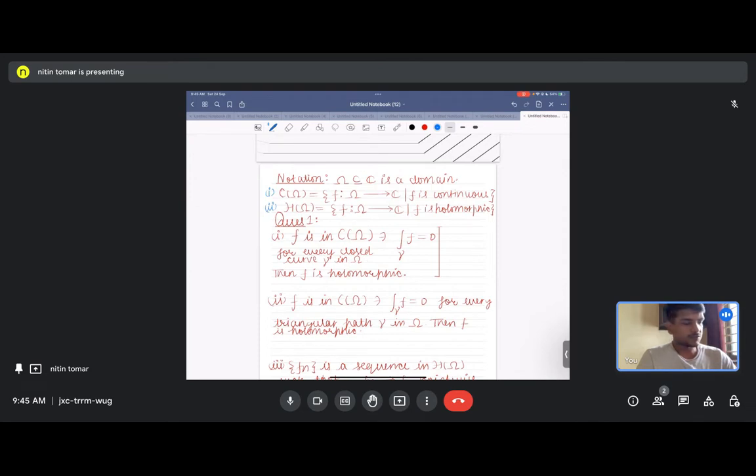Okay. Now the first question is, if f is in C of omega such that the integration of f over gamma is 0, and this holds for every closed curve gamma in omega, then f is holomorphic. So this option is true, and that is precisely what we call Morera's theorem.